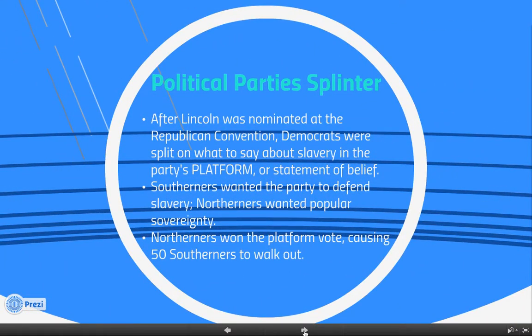So in April, a few weeks before the Republicans nominated Lincoln, the Democrats held their own convention in Charleston, South Carolina. Northern and Southern Democrats disagreed over what to say about slavery in the party's platform or statement of beliefs. The Southerners wanted the party to defend slavery in the platform at all costs. But Northerners wanted the platform to support popular sovereignty as a way of deciding whether a territory became a free state or a slave state. The Northerners won the platform vote, which caused 50 Southern delegates to walk out of the convention.